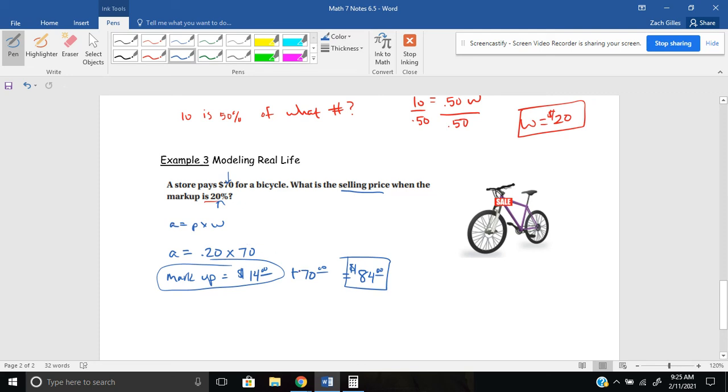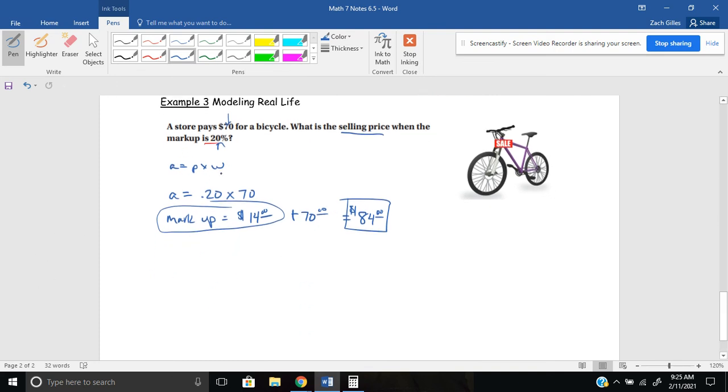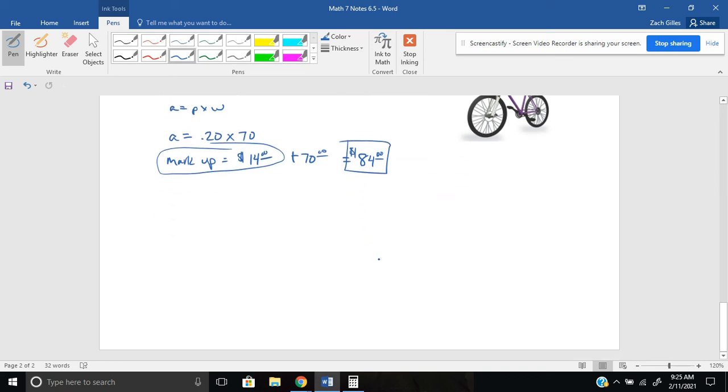Okay. Now there's lots of different ways. Again, you could do that, but this is my preferred method, and that's what I would recommend to do, is use the percent equation, find how much the markup is, and then add that to the price that the store paid for it to find your selling price.